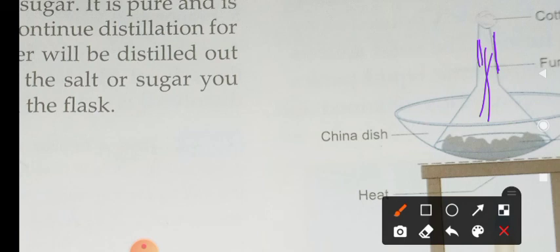Did you understand this process? I hope you have understood the process very well. So do your assignment, complete the assignment, and study the question answers then and there. That will help you for the upcoming exam, children.